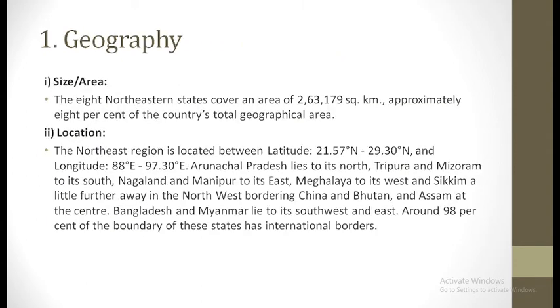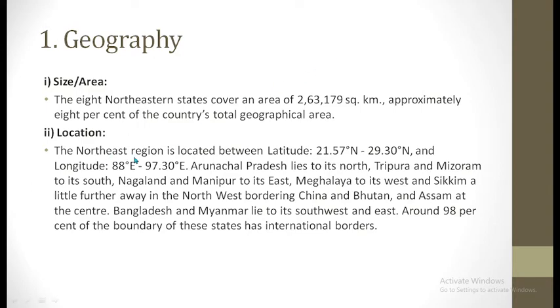First, let's talk about geography. The size of the area of the northeastern states is 263,179 square kilometers, or in other words, the area is 2.63 lakh. This is approximately 8% of the total geographical area of the country.